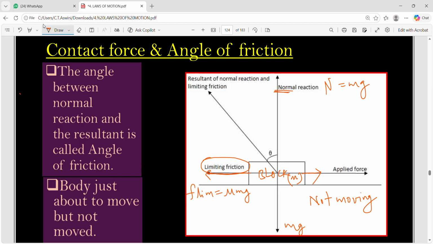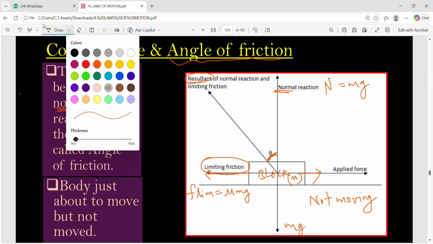Now we have two forces here: normal reaction in the upward direction, limiting friction in the left direction. So there is a resultant between these two. If you take the resultant, it is making some angle with the normal reaction. What is this angle? This is your angle of friction. So what is the angle of friction basically? It is the angle between the normal reaction and the resultant of normal and limiting friction.